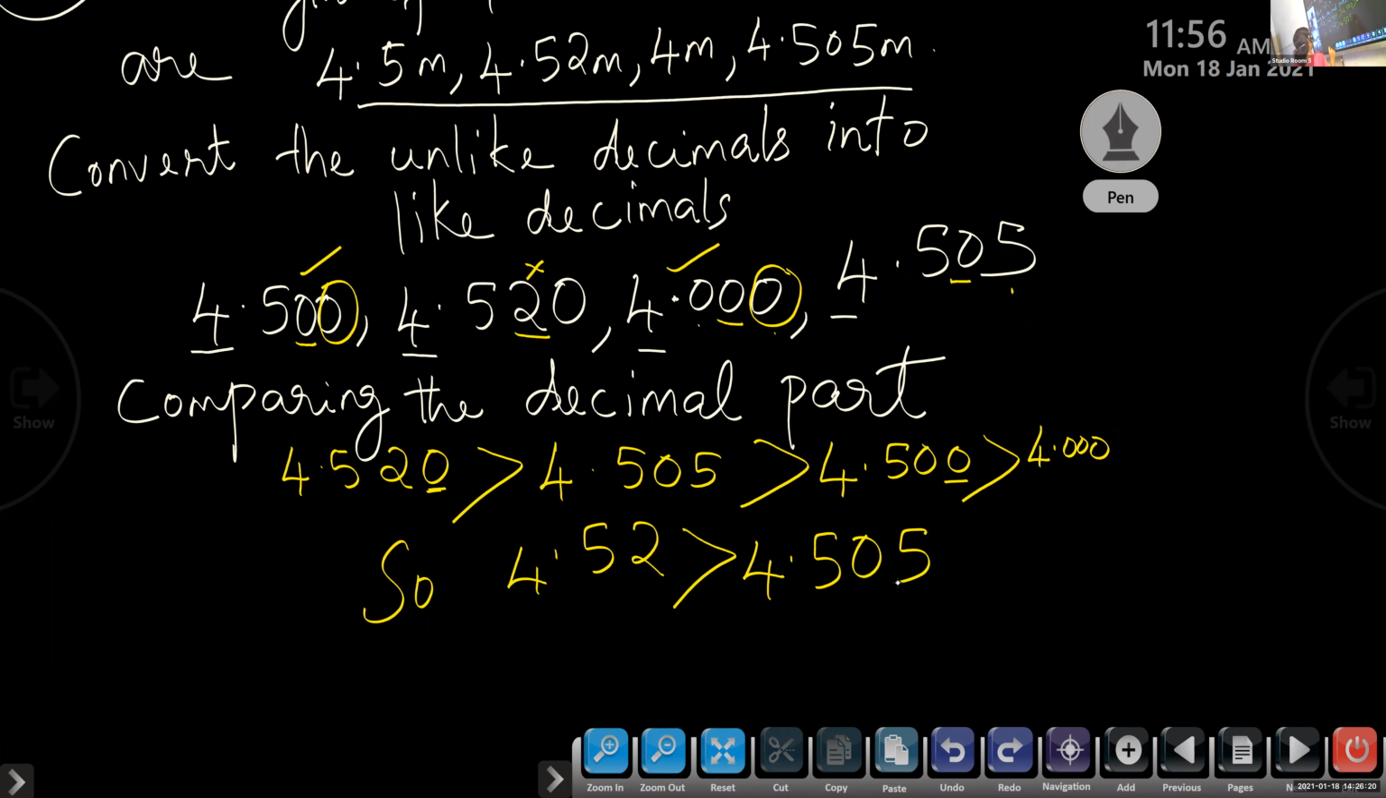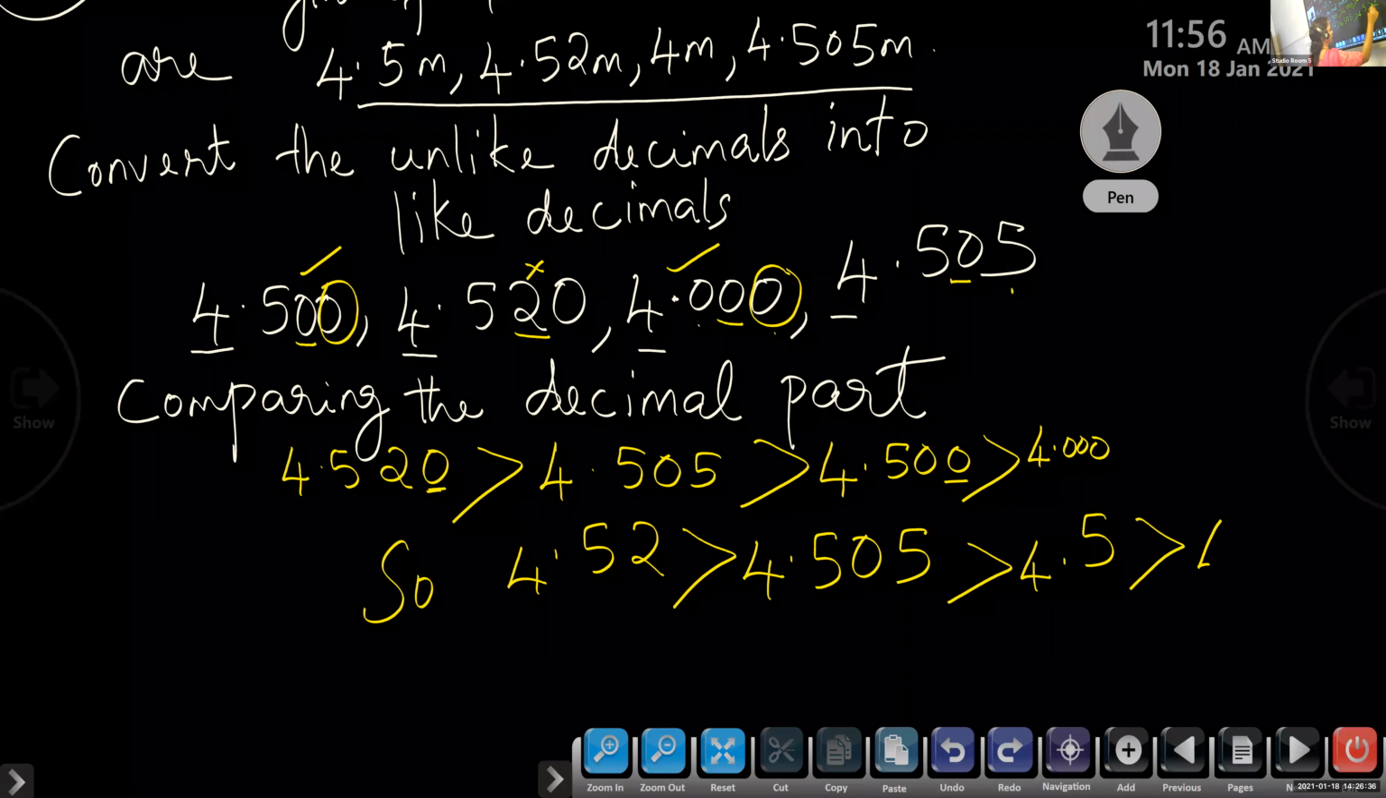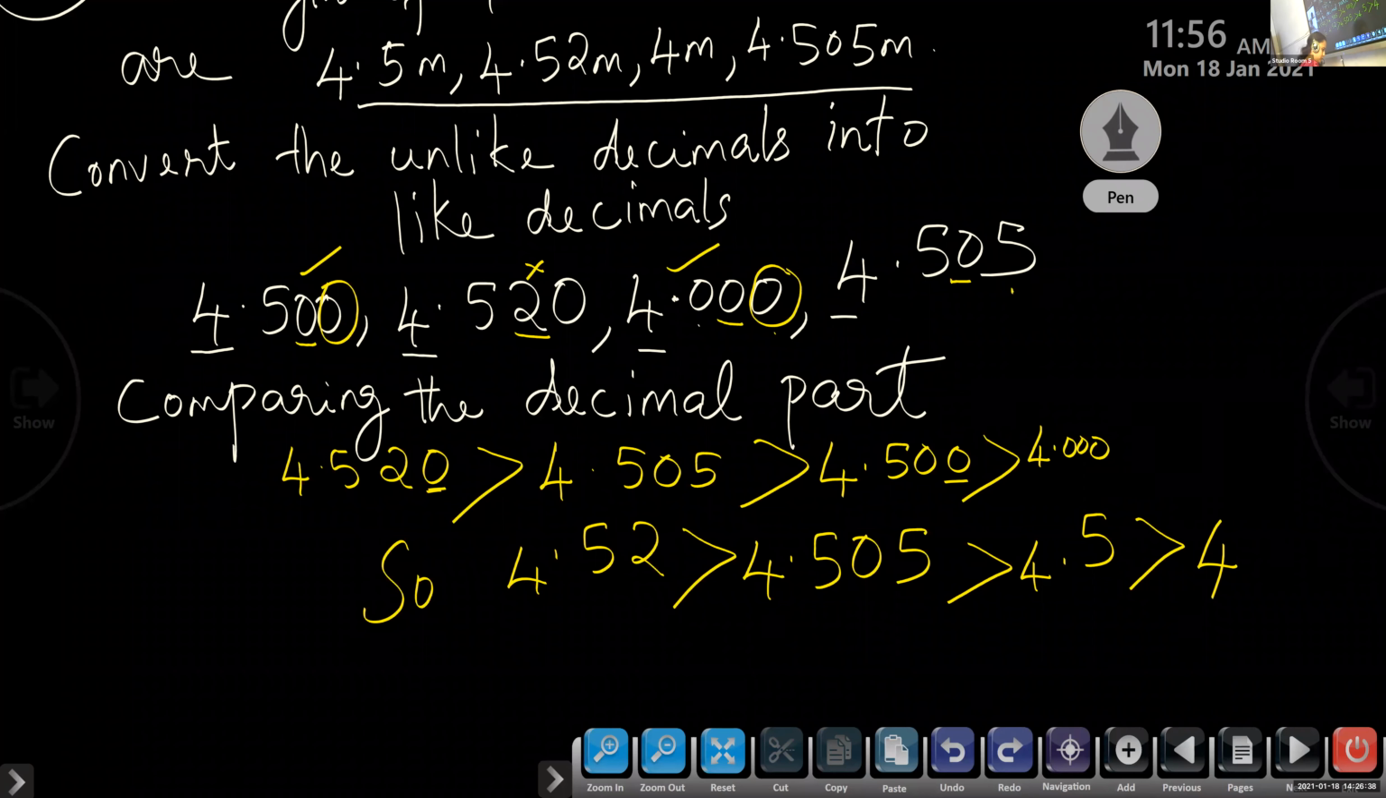Before we convert into like decimals, we have to write the numbers as they are in the question: 4.52 is greater than 4.505, that is greater than 4.5. In the question it is only till 5, and it is greater than 4. So we can say this is Ali's order of the boards.